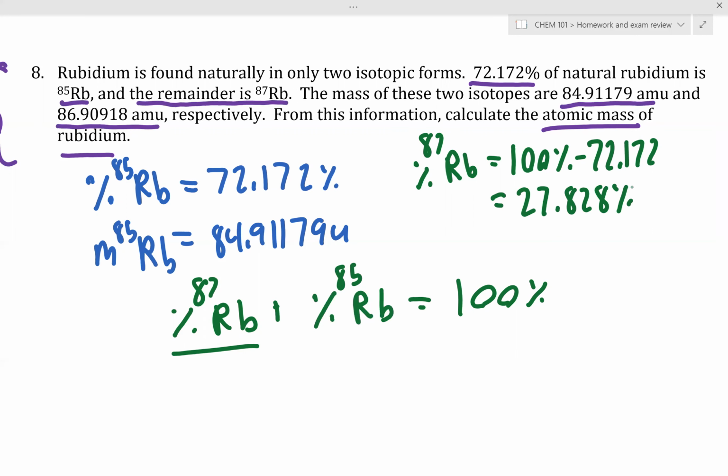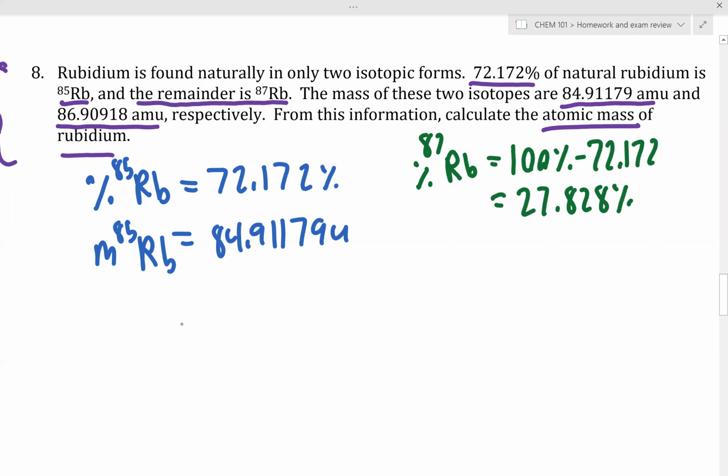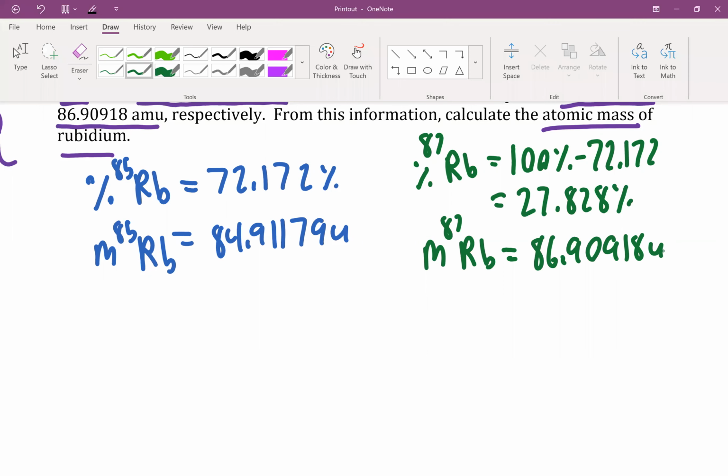We also know, erasing this equation as we've used it and we've extracted all of the useful portions that we can from it, the mass of rubidium 87 is equal to 86.90918 AMU. So from the data that we've assembled so far, we have enough information to calculate our average atomic mass. So let's do just that.